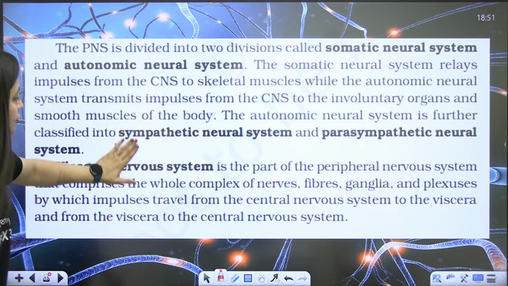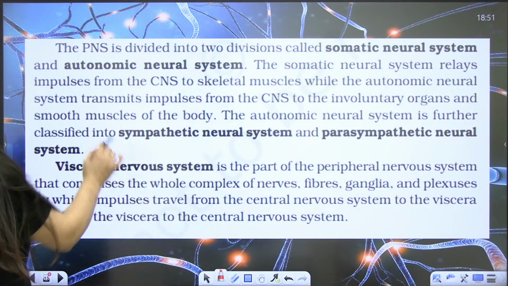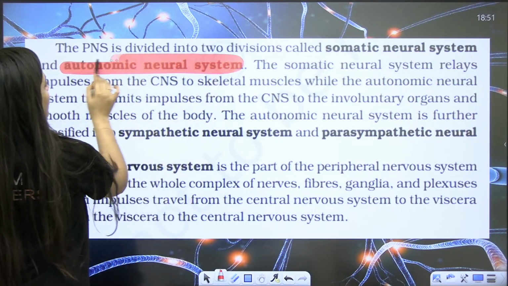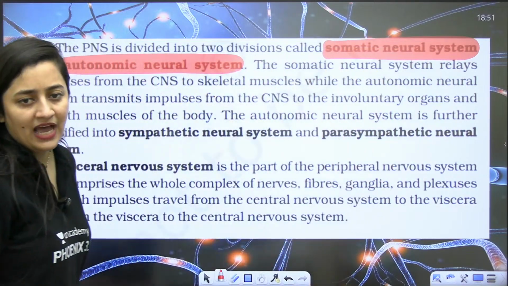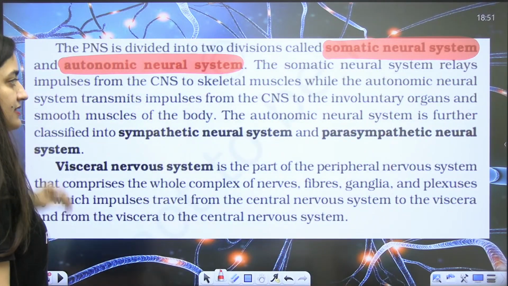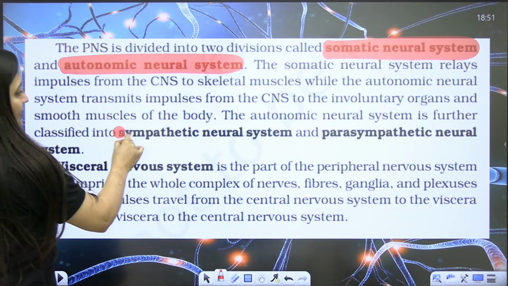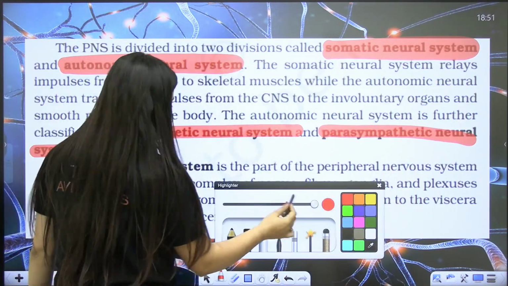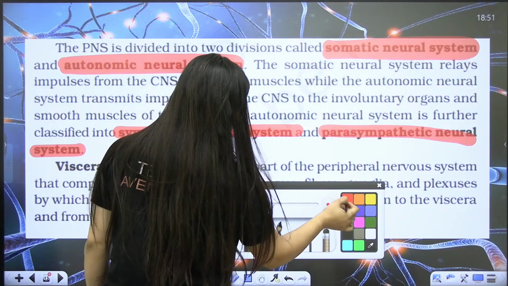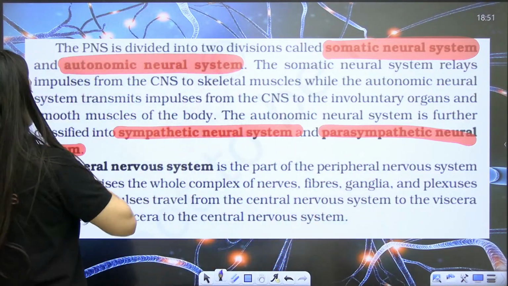So here also, the somatic neural system and the autonomic neural system are there. We have the somatic neural system and the autonomic neural system here. The autonomic is further divided into sympathetic and parasympathetic. Okay, now the next thing. Somatic, as I said, relates to the skeletal system.